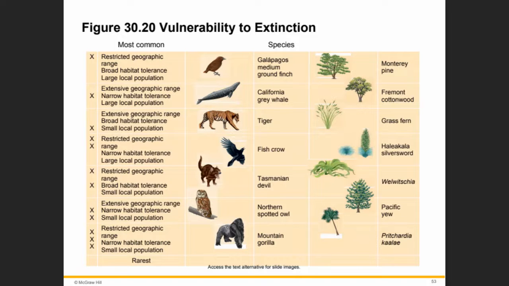The mountain gorilla has a restricted geographic range, very narrow habitat tolerance, and small local populations. The spotted owl has an extensive geographic range, but narrow habitat tolerance and small local populations. Those are the causes that will eventually lead to their extinction. They are very vulnerable to extinction.